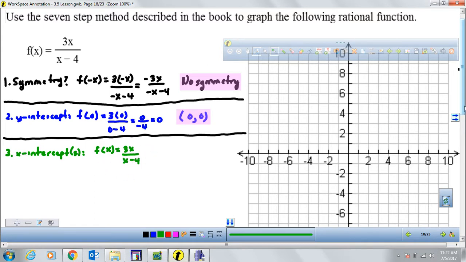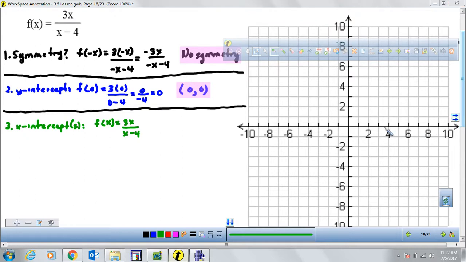So one thing is this: if you cannot reduce the function, that means that there are no holes automatically. Keep that in mind. There is no removable discontinuity, meaning that there are no holes. So now to find the x-intercepts, what you need to do is set y, which is f of x, equal to 0, and you're going to solve for x.